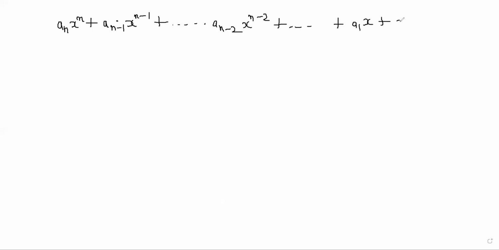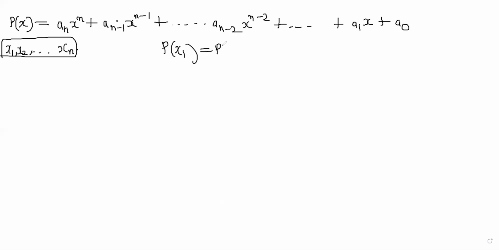So let's say you have a polynomial like this: an xn plus an minus 1 xn minus 1 and so on, an minus 2 xn minus 2, plus a1x plus a0. Let's say this is my polynomial. Now, let's say the roots of this polynomial are x1, x2, so on till xn, right? Now, because this is P of x, we know that P of x1 is equal to P of x2 is equal to P of xn. All of them will be equal to 0, right?